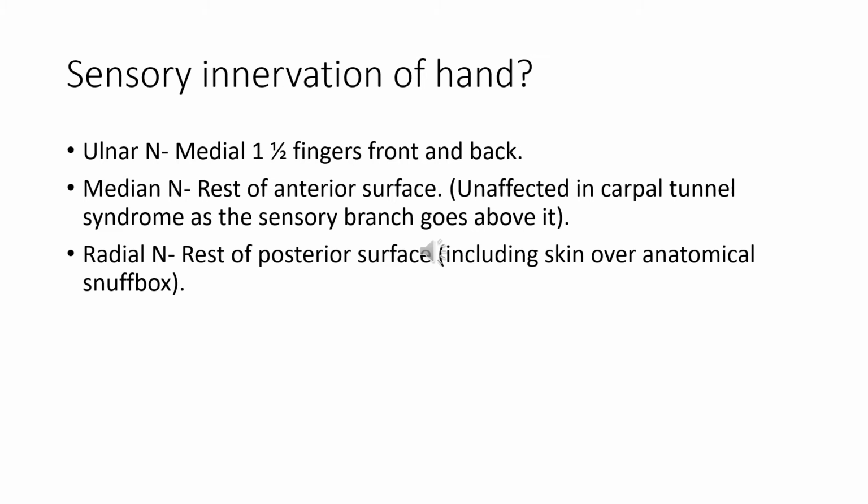Now about the median nerve, one important point to note is that sensory loss of the hand is not a feature of carpal tunnel syndrome, because the sensory branch of the median nerve goes above the carpal tunnel. And one important point about the radial nerve innervation of the posterior hand is that the radial nerve innervates the skin over the anatomical snuff box.